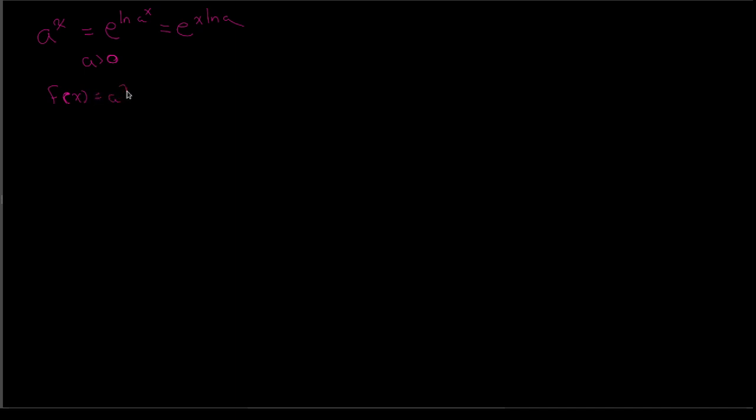So now, if we let f of x equal a to the x, and we're going to ask for f prime of x, or our derivative here, that means we're going to take the derivative with respect to x of a to the x, which is the same now as the derivative of this, because we showed they're equivalent.